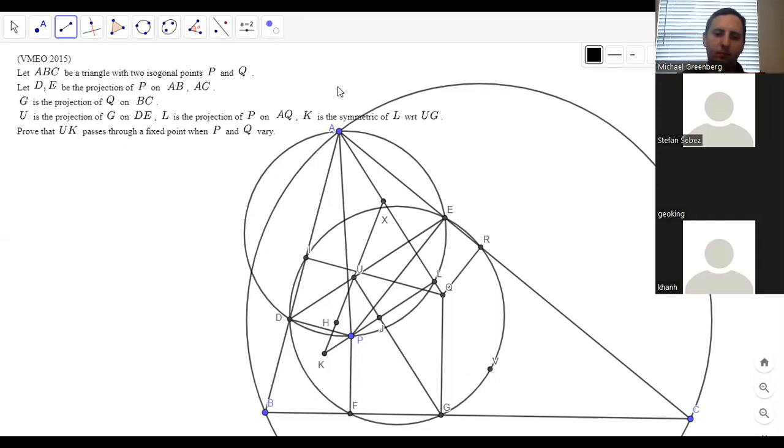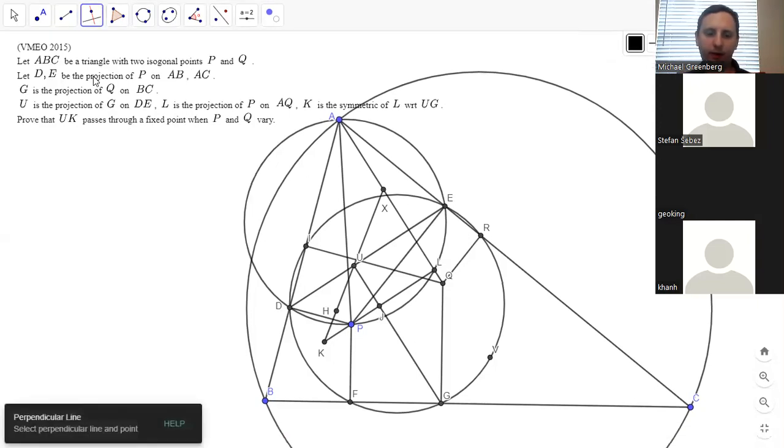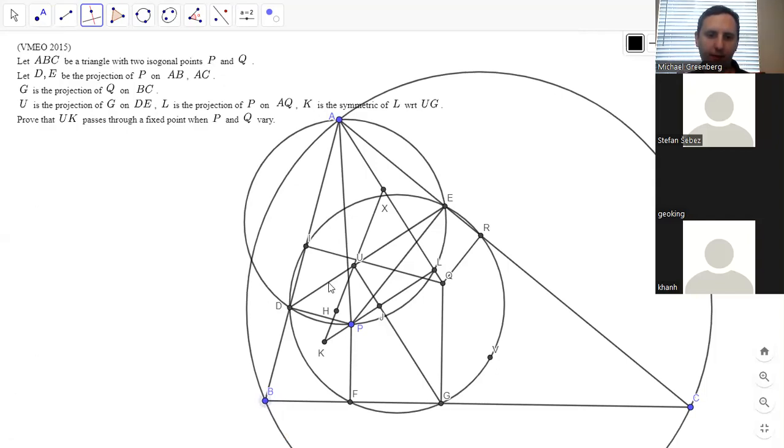Draw the perpendiculars from B and C to line DE. But I wonder if it's obvious. So I'm going to do that right now. But is it obvious that U lies on KX?